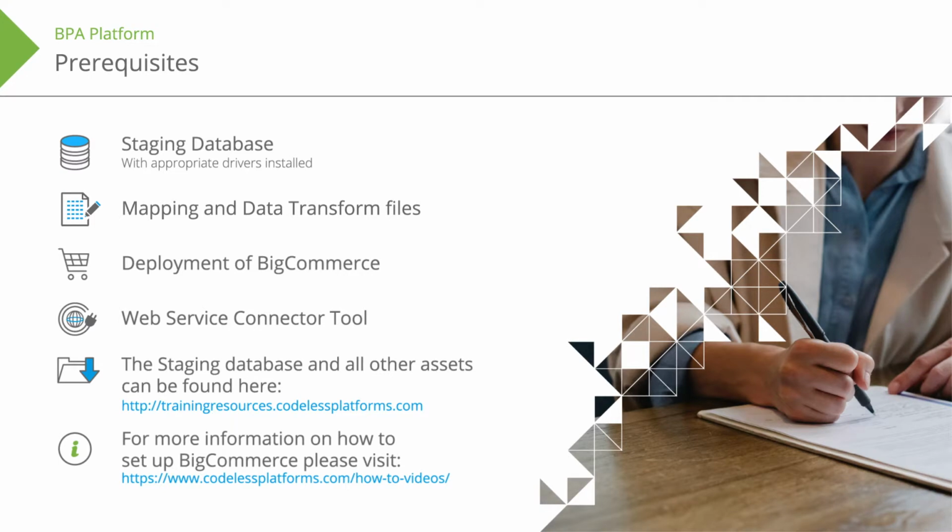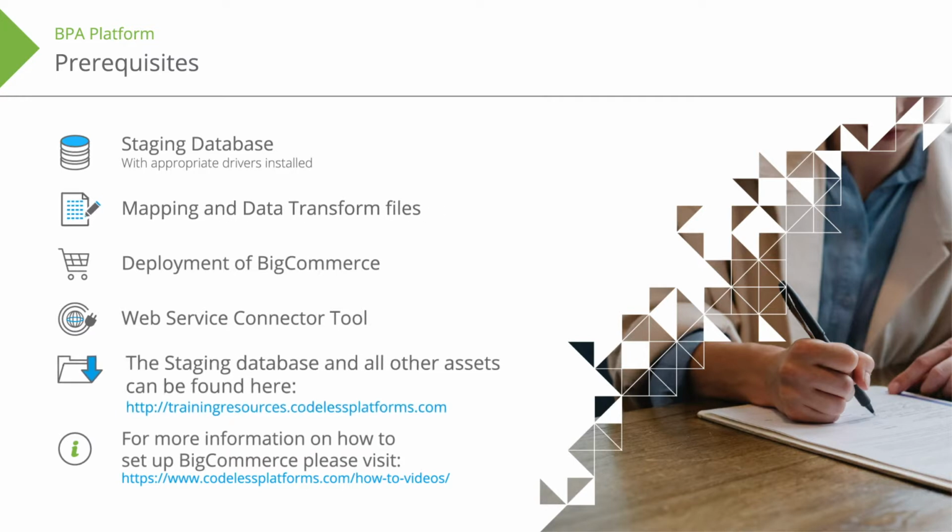If you wish to follow this process in your own environment, you will need the staging database, preferably in the same location as BPA Platform, and appropriate drivers installed for your chosen database. We are using Microsoft SQL Server in this example. In addition, mapping and data transform files are required as part of this tutorial. The staging database and all other assets can be found here.